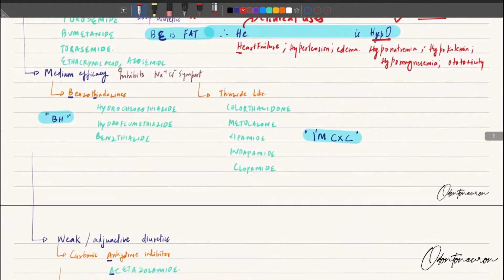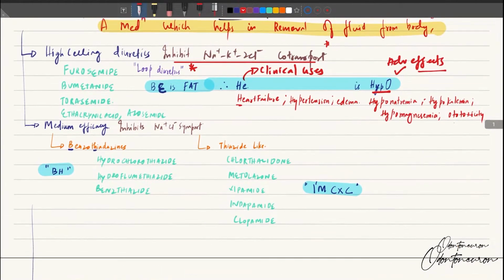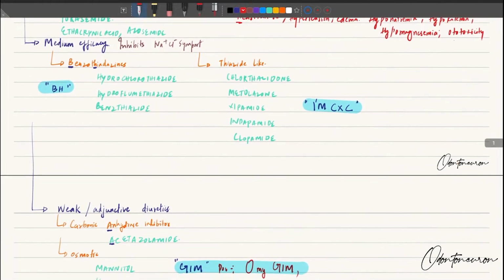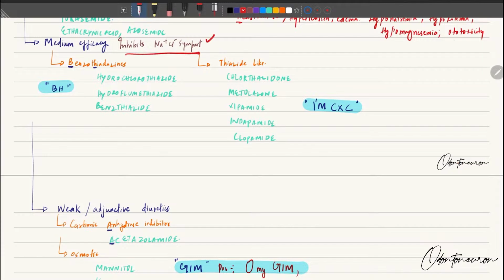Next is your medium efficacy diuretics, after the high ceiling diuretics. These inhibit your sodium chloride symport. You have to know what is symport, what is antiport. Just Google what are symports, antiports and uniports. These are important things to know. So medium efficacy drugs basically inhibit your sodium chloride symport.